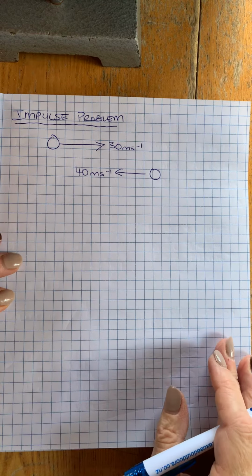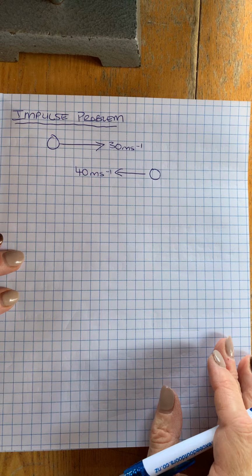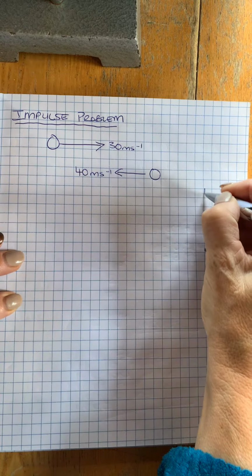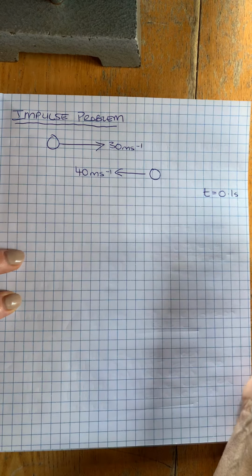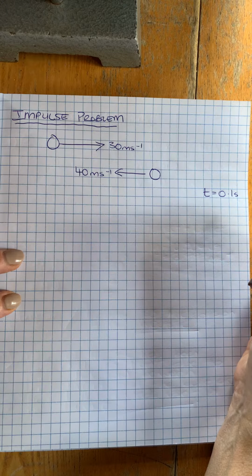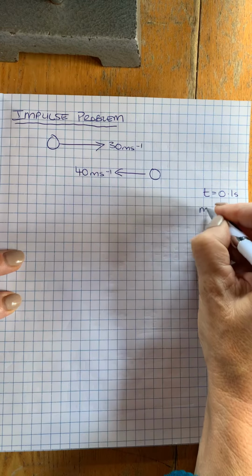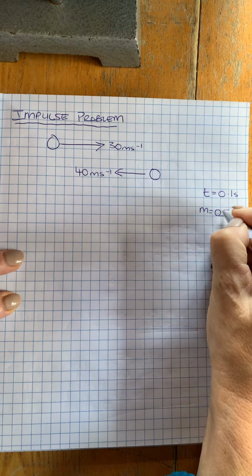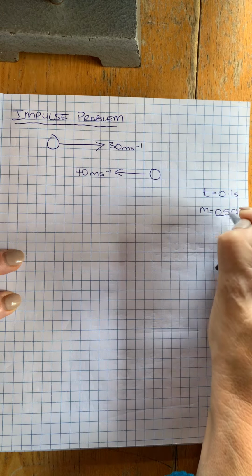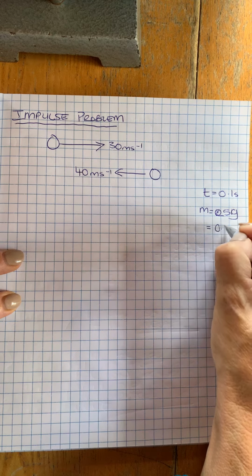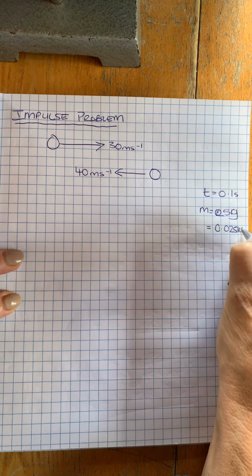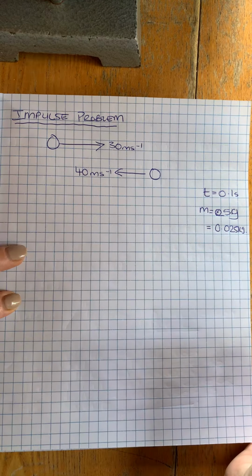What is the average force exerted by Shannon's racket if it is in contact with the ball for just 0.1 of a second? So t is 0.1 of a second. And the mass of the tennis ball is 25 grams, or 0.025 of a kilogram.